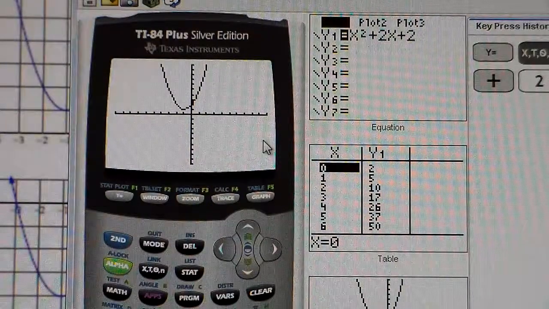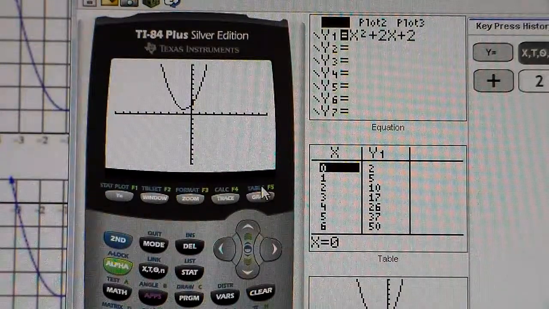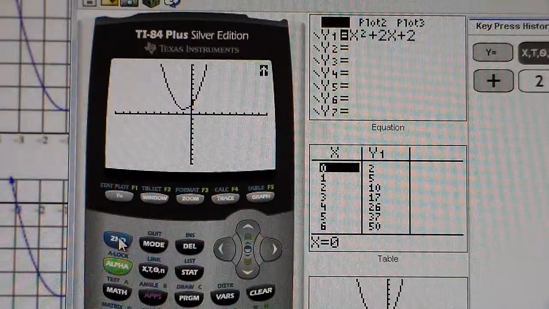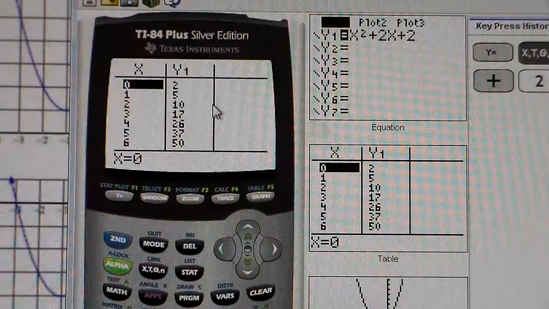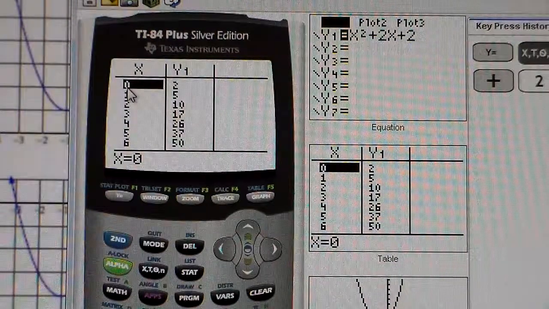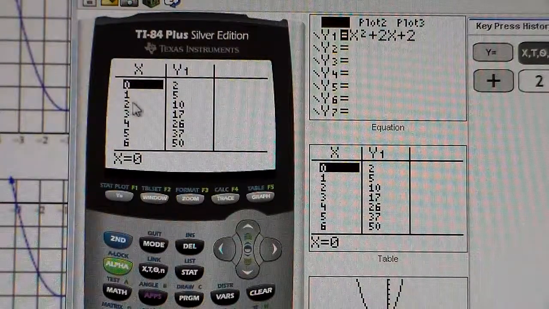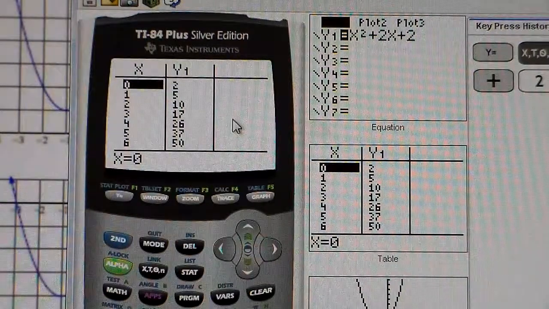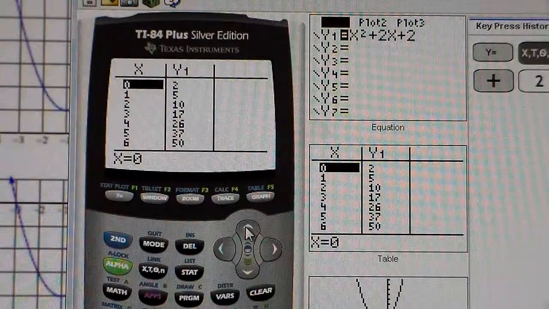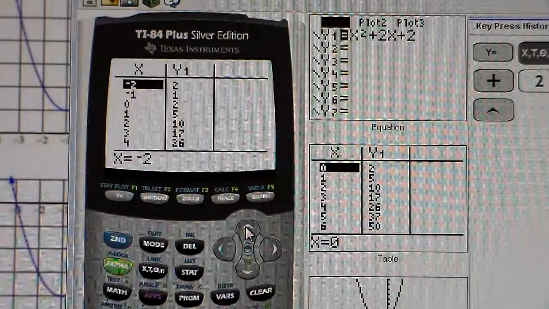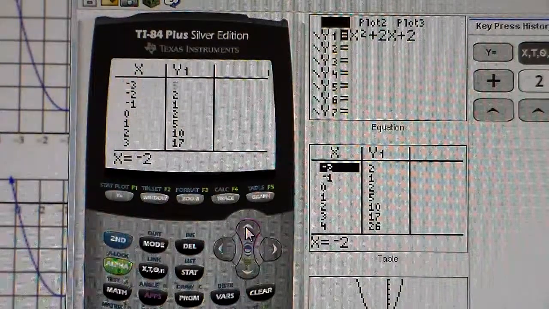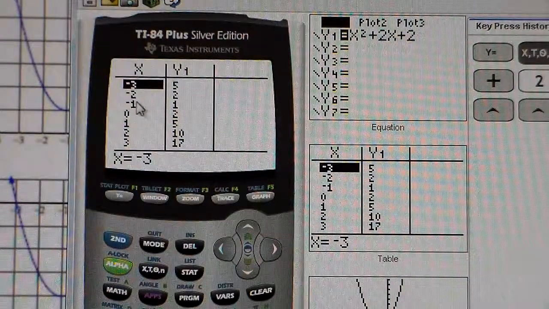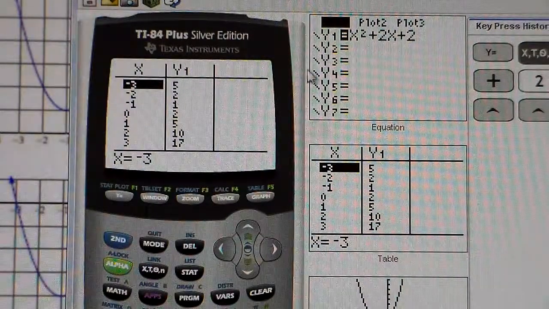So what we could do is graph it out on our own by looking at the table. To get the table, we hit second graph button, and we get our table here. Our table of values is 0, 2, 1, 5, 2, 10, 3, 17, and 4, 26. We could also get the negative values by scrolling up with the black box on the x values. And we could also get negative 1, 1, negative 2, 2, and negative 3, 5.